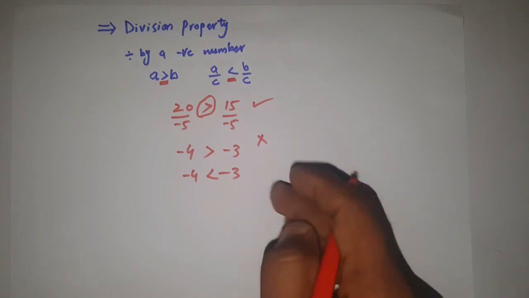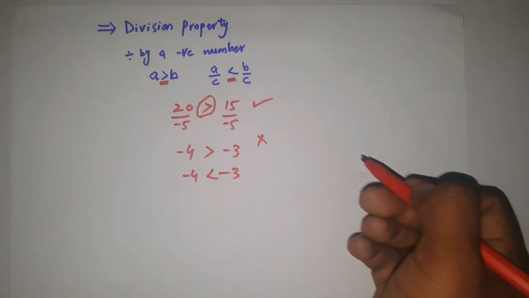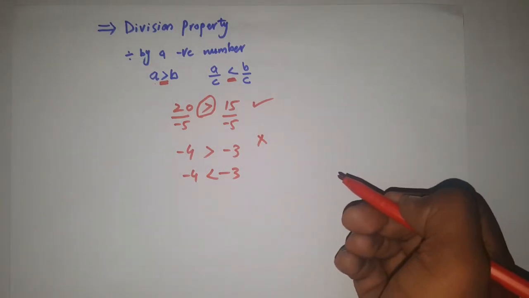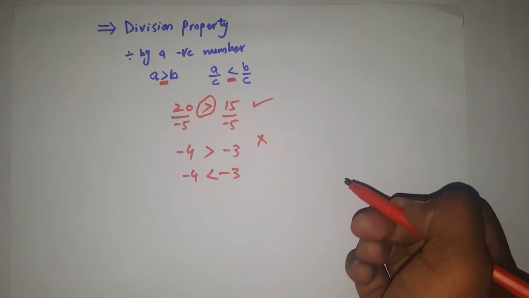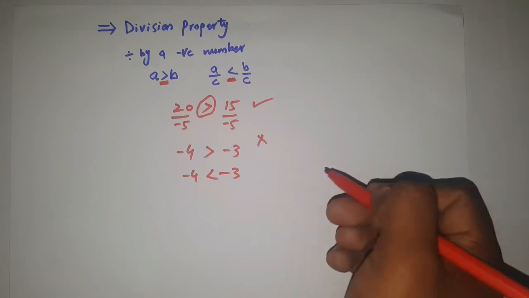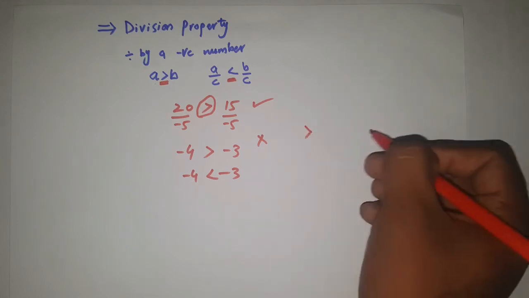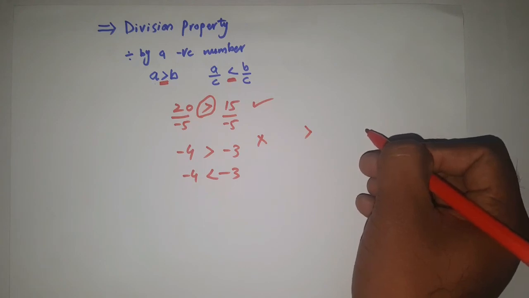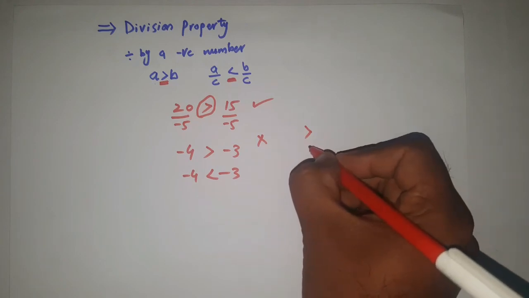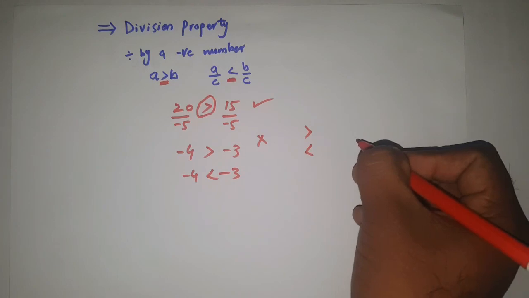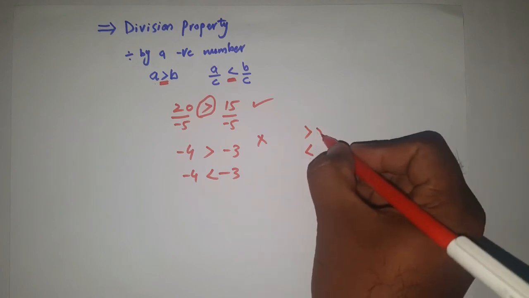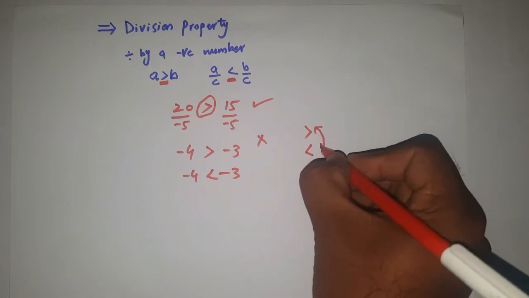Okay, so you can see that if we divide or if we multiply by a negative number, the statement is reversed and the inequality is flipped. If there is a sign of greater than and we multiply or divide by a negative number, then it will become less than. Okay, the inequality will be flipped.